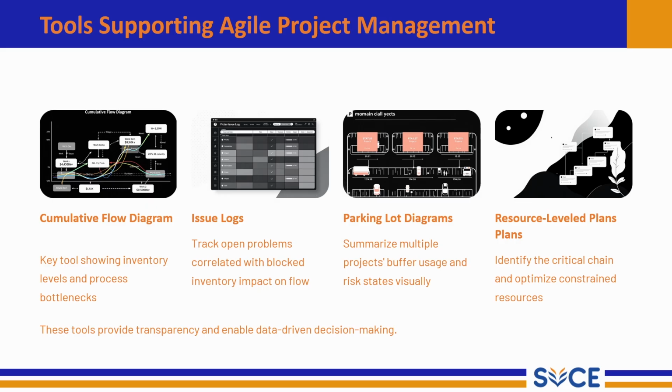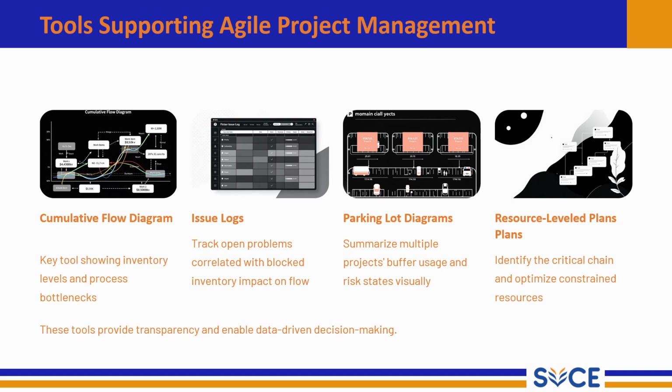Agile project management uses a variety of tools to track progress, manage risk, and improve decision making. These tools give better visibility and help the team react quickly to any problem. Number one is the cumulative flow diagram. This is a key visual tool that shows the amount of work in different stages of the workflow, like to do, in progress, and done. It helps identify bottlenecks by showing where too much work is getting stuck. If one stage has too many tasks, that means there is a blockage that needs attention.